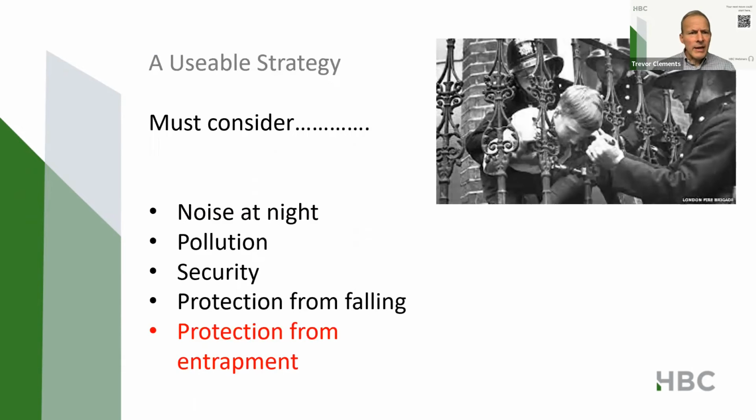And finally, we've got protection from entrapment. Nice little slide there. Looks like a 1950s lad got his ear stuck through the railings. But there is a serious point there that shutters and railings can trap people and cause injury. So Part O says that these shutters and railings provided to create secure windows must be designed so that body parts don't become trapped in them.